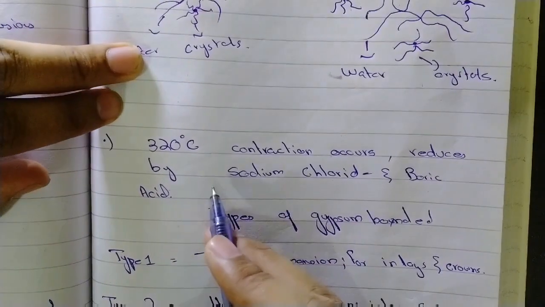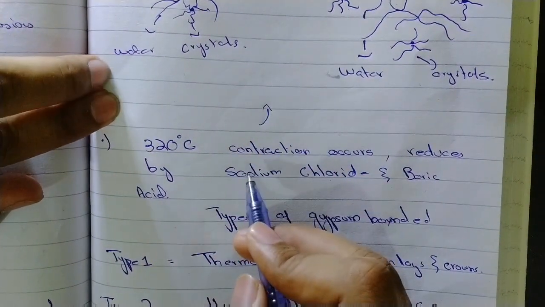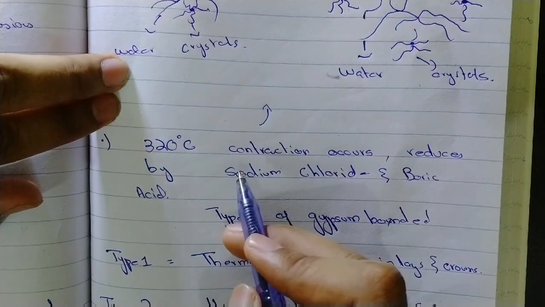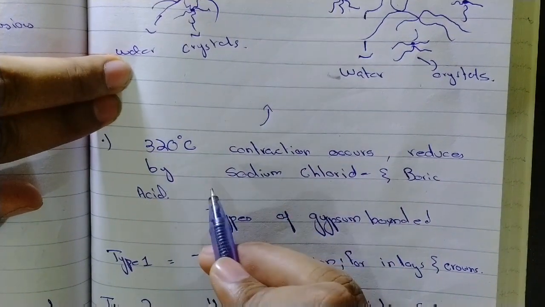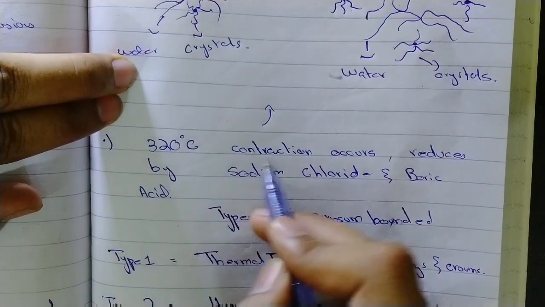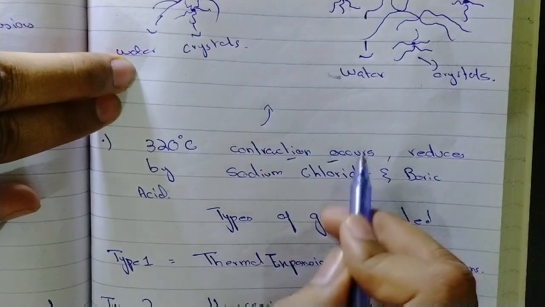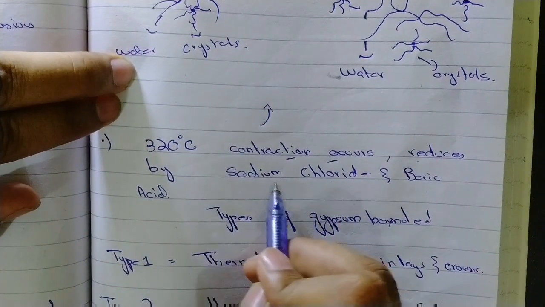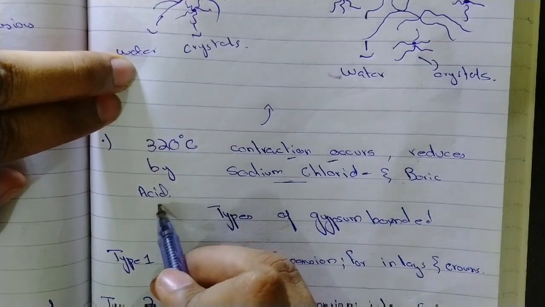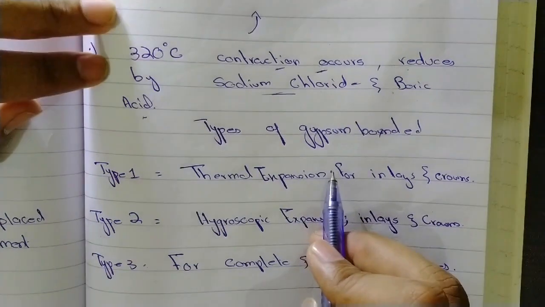As we heat the investment material to higher temperatures, in gypsum bonded investment material the water of crystallization evaporates, and at 320 degrees centigrade a significant contraction occurs, which can be reduced by sodium chloride and boric acid. Now there are three types of gypsum bonded investment materials.